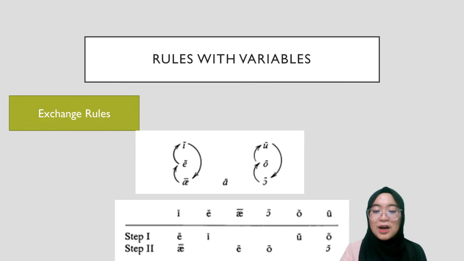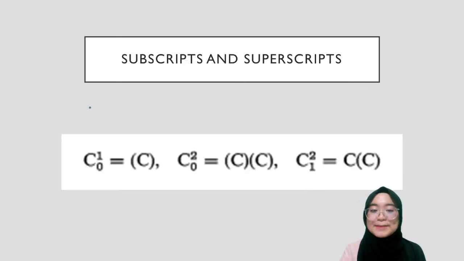All right. So the last part is subscripts and superscripts. When C0 occurs in a rule, the interpretation is zero or more consonants. Any integer can appear as a subscript on a segment and simply means that number of segments or more. C1 means one or more consonants, C2, two or more consonants, and so on.